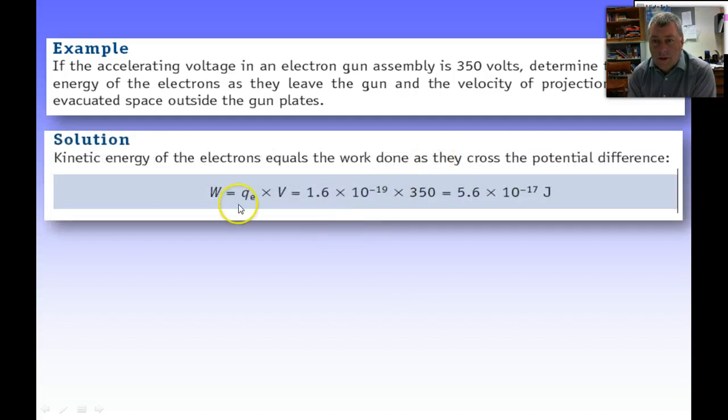Now how do you do it? Well, work equals the charge times the voltage, W equals QV, put it into the formula, standard units, okay, and we get our answer in joules.